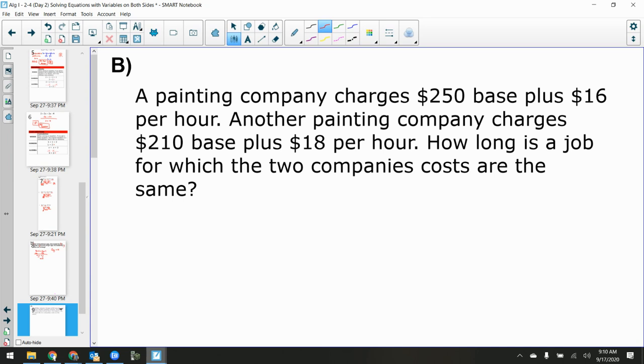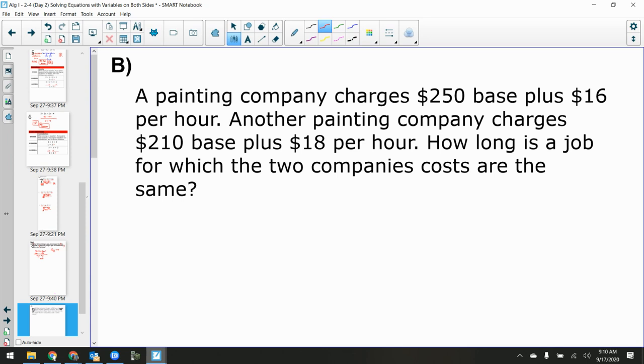Man, I do problems like these all the time. I want to spend the least amount of money I can on my house and doing jobs and things like that. People will come out and give you a quote and say, okay, this is how much I'm going to do this job for. They'll give you an hourly rate. They're not sure how long it's going to take. They'll give you a base price and then an hourly rate.